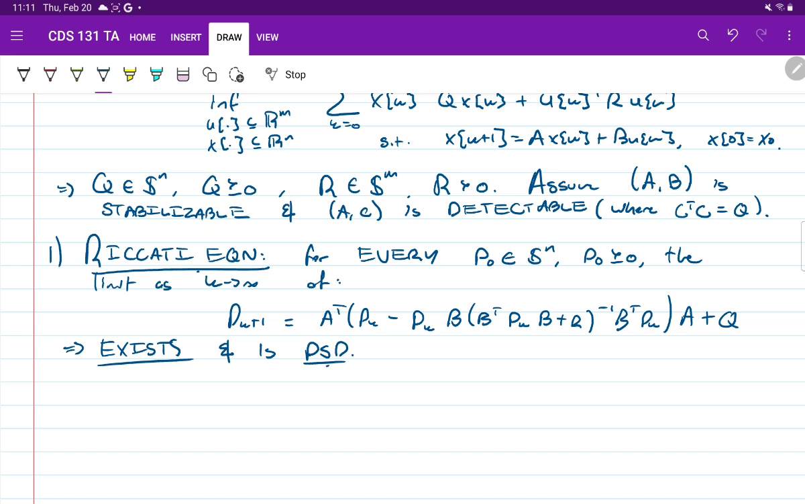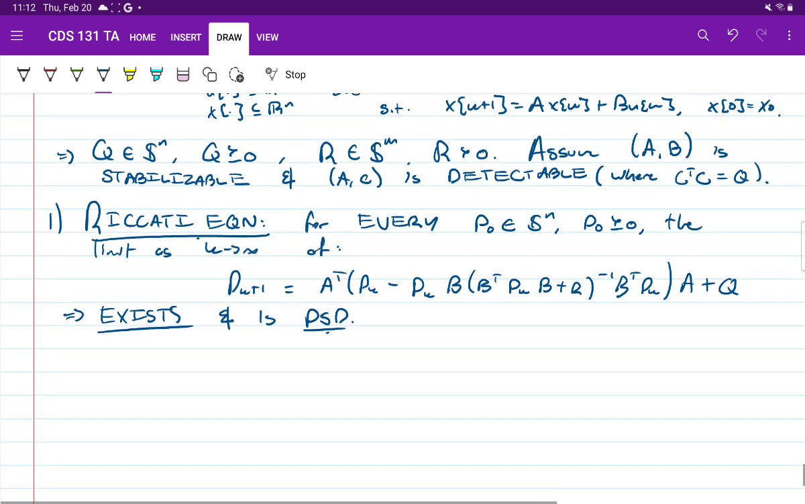So note that all I've done here is define this limit as the limit of the standard Riccati equation recurrence. Now I've just swapped k and k plus 1 such that instead of the recurrence going backwards in time, it goes forwards in time, because we like taking limits forwards in time.